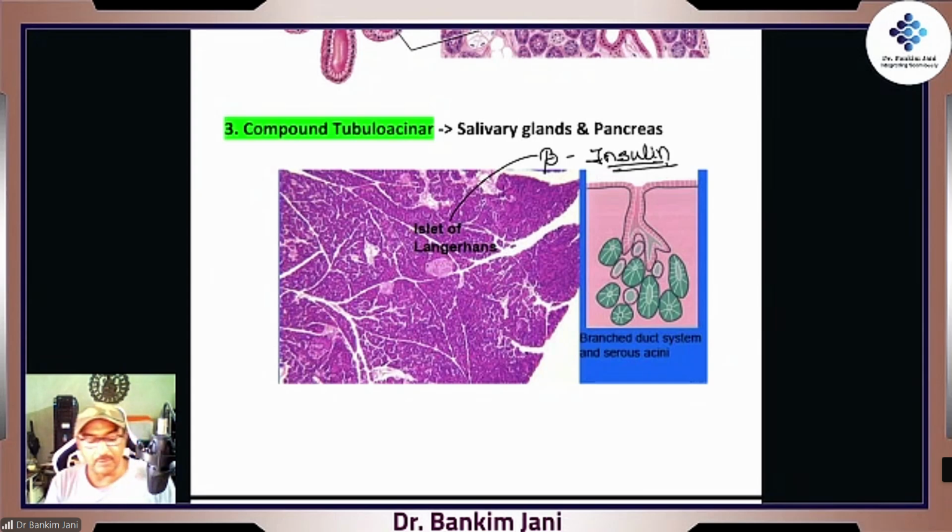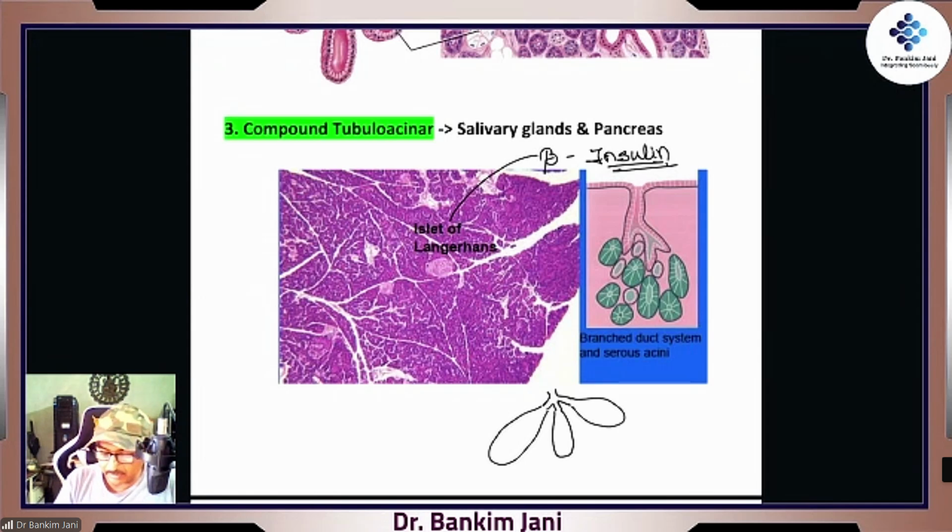So they are compound tubuloacinar. There will be the ducts, and then there will be the long secretory portions, which will be secreting the substance, and they will be going into the duct.